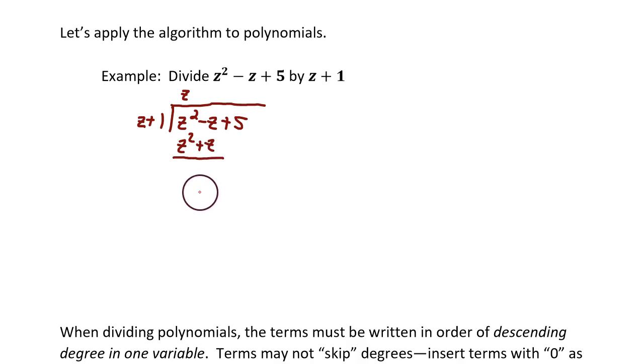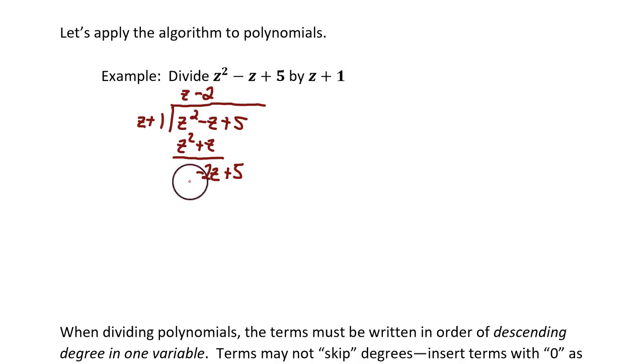Now subtract. z squared subtract z squared is nothing. Negative 1z subtract positive 1z is negative 2z. With regular long division, do you remember what you do with the next digit? You bring it down. That's what we're going to do here. Bring down the positive 5. Now figure out the next number up above. z times what makes negative 2z? And that would be negative 2.